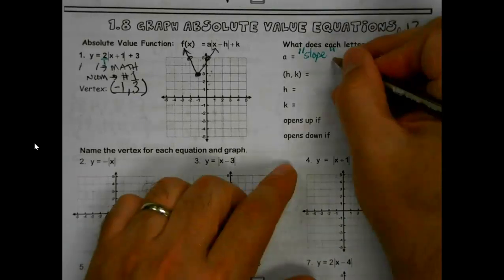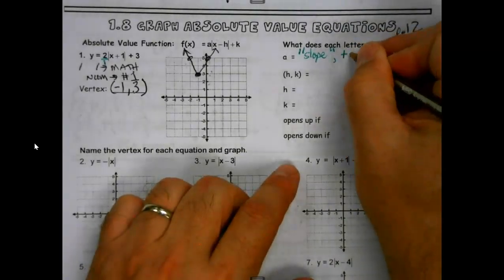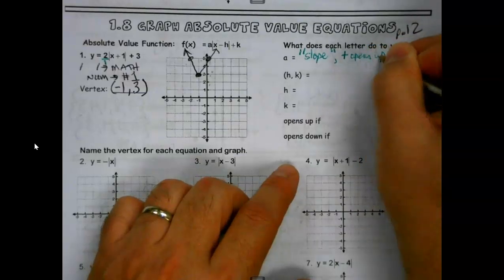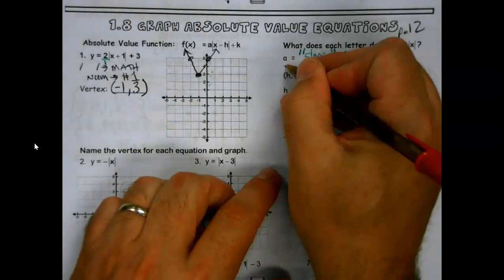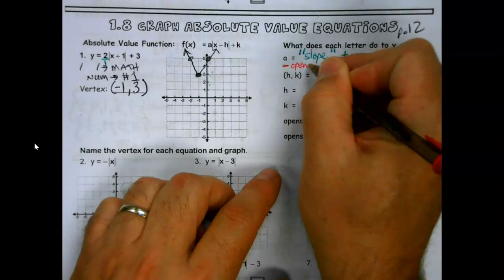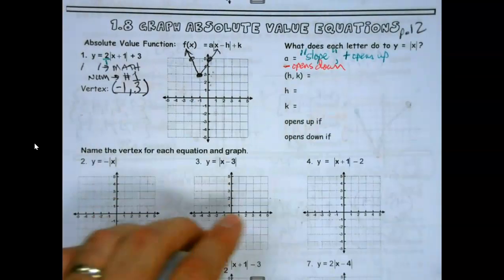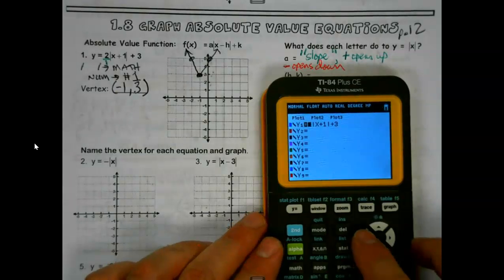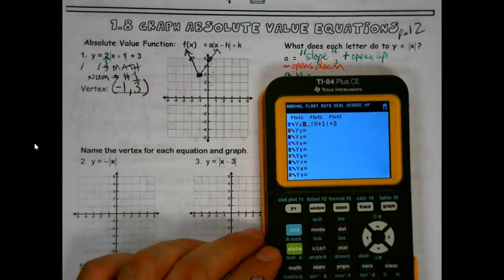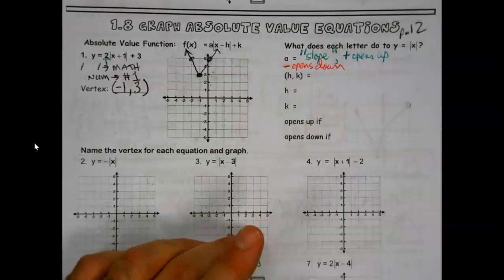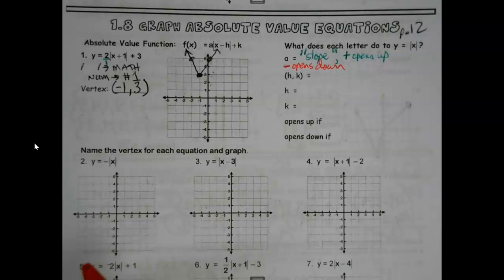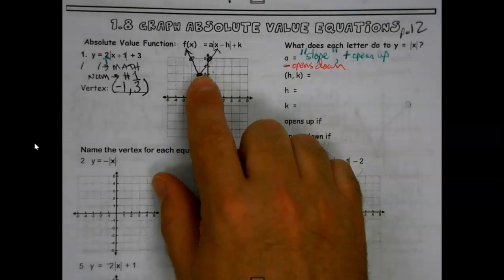A couple of other things. If A is positive, it opens upward, like this V does. If it's negative, it opens downward. So if this one that I had here would have been -2 instead, and I graphed it, it's going to open down. So that's the biggest thing for me to keep track of with that. But here's the pattern part that might help us even more.